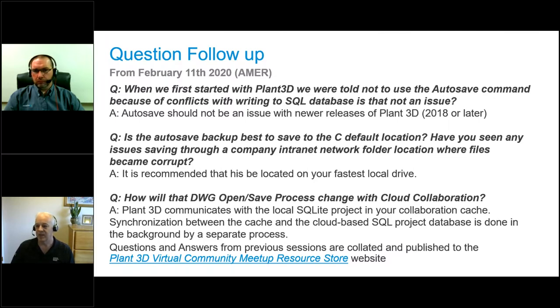Plan 3D does have a blob database within the drawing itself. And there are workflows for overriding the updating of the blob database and using the data that's in the SQL database or vice versa, so that if you do corrupt data, you want to try to recover as much as possible. So putting your autosave on the network folder might be a risky situation, because if you have a poor network connection, you're not only risking the SQL database communication, but you're now also risking your drawing blob database communication.